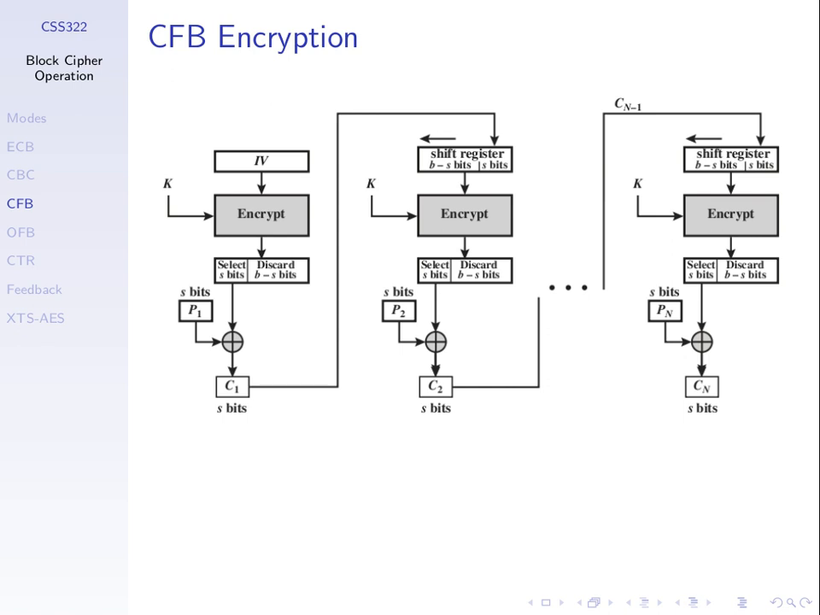What we do is we shift those bits along. Think of it as a register where we just shift those bits along. We discard the leftmost bits, 8 bits or S bits in general, and append the S bits from C1. And then encrypt that. We should get a different output. Get S bits selected, XOR with our next S bits of plain text. Ciphertext feeds into the register, shifts everything along, encrypt, and continue. Just to explain that concept of the register there.